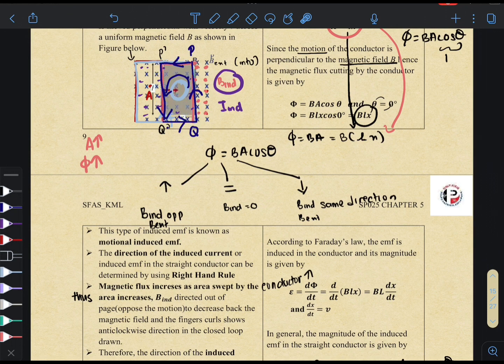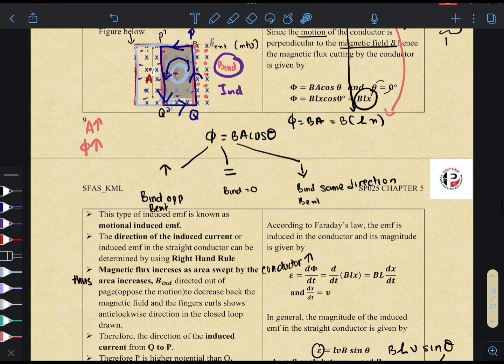Okay, so you place your hand here, letak dekat bahagian sini sahaja. Okay, letak dekat bahagian sini. And then pastikan thumb kamu point out of the page. And then kamu curl your fingers. You're going to get the direction of your current adalah anti-clockwise.